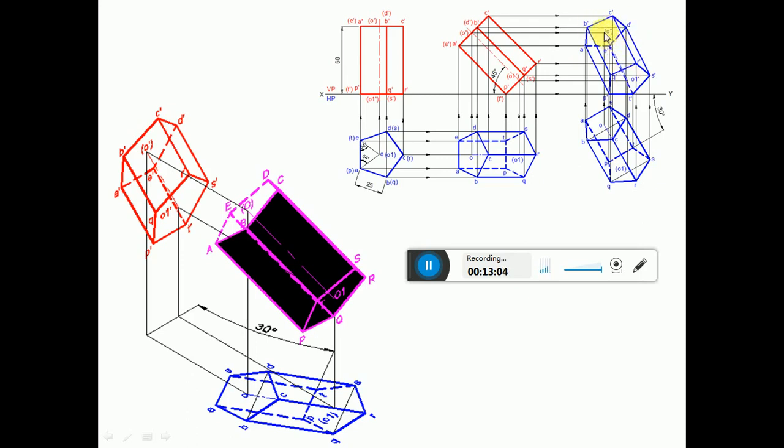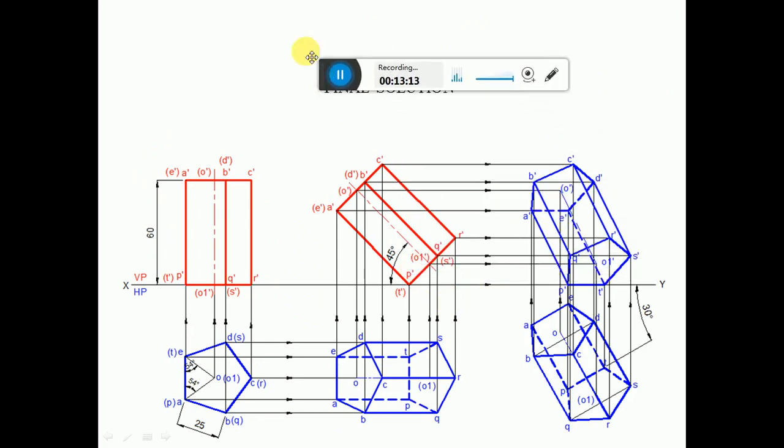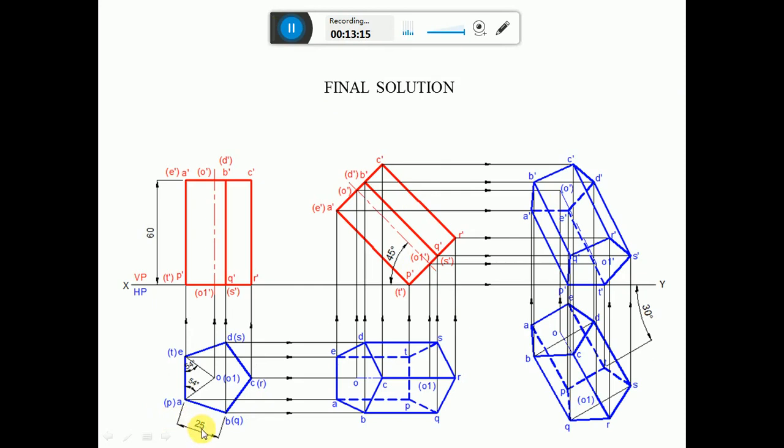So join between O dash and O1 dash with a center line. Now in the final sketch, if you want to check: a square prism of 25 mm sides and 60 mm axis length, resting on one of the base edges which is inclined to VP at 30 degrees, and the axis inclined at 45 degrees to HP, draw its projection. Since we have considered all the criteria or conditions, our problem is right.